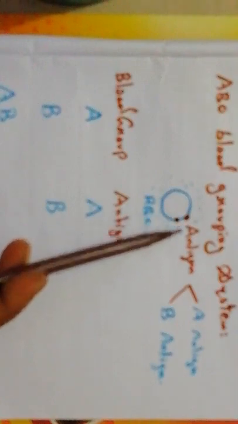And one more, there is the AB blood group. Could you say what antigen will be here? Of course, both the antigens will be there on this surface. So here we can write the antigen as A as well as B.